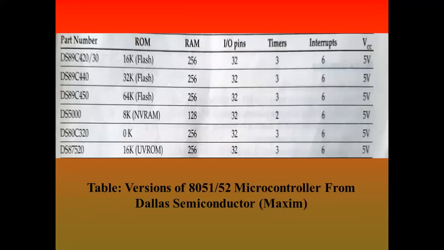Now in the next slide, these are the various versions of 8051 or 8052 microcontroller from DLR Semiconductor Maxim Corporation. So these are also the versions. ROM, RAM, input output pins, and timers, interrupts, and the VCC is mentioned. Like DS89C420, DS89C430, DS89C440, 450, DS5000, and DS80C320, then DS87520. These all are versions of the microcontroller, with different ROM, RAM, input output pins, number of timers, number of interrupts, and VCC is mentioned.